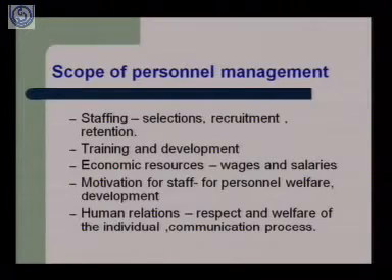Next, human relations. In the organization everybody works in a team, and collaboration and coordination are needed, and the personnel manager or department takes care of it. The respect and welfare of the individual should be maintained, and the communication process should be smooth. The person should be very clear to whom they have to approach if they have a problem, and to whom they are answerable and accountable for their job. So these things are set up by the personnel department.